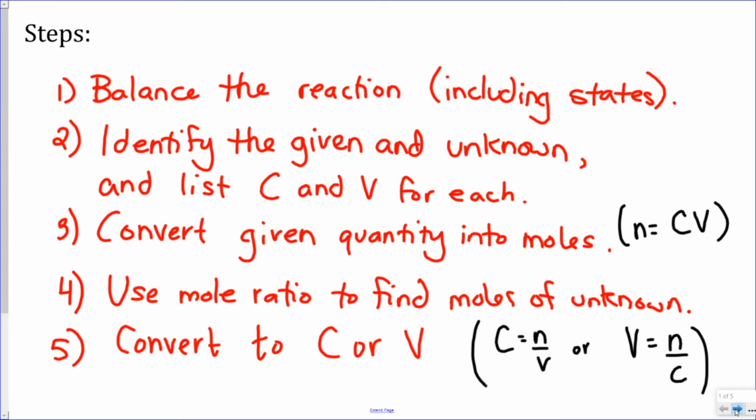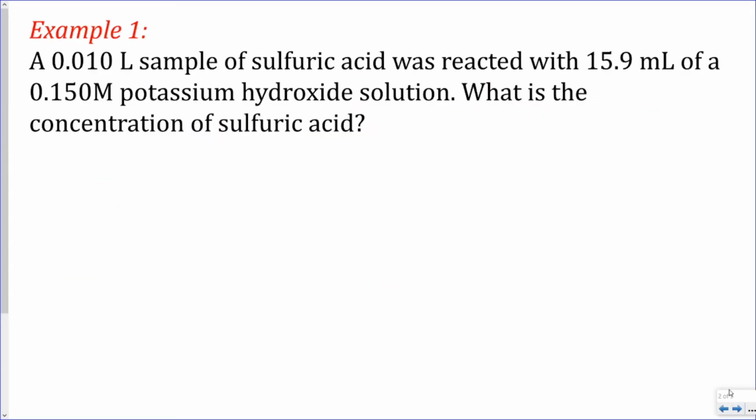So let's do an example here. Take a look at how this works. So our example number one, a 0.010 liter sample, or that would also be 10 milliliters sample of sulfuric acid was reacted with 15.9 milliliters of a 0.150 molar, remember this M here stands for molar, potassium hydroxide solution. What is the concentration of sulfuric acid?